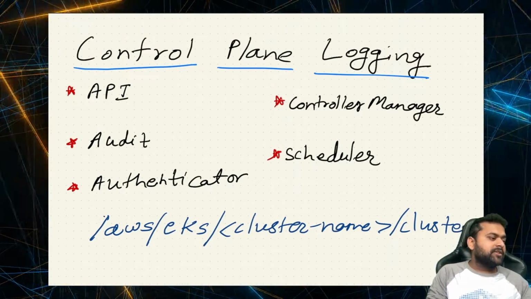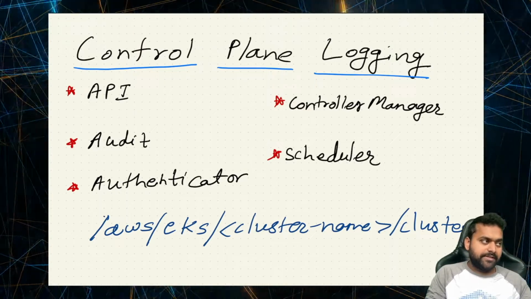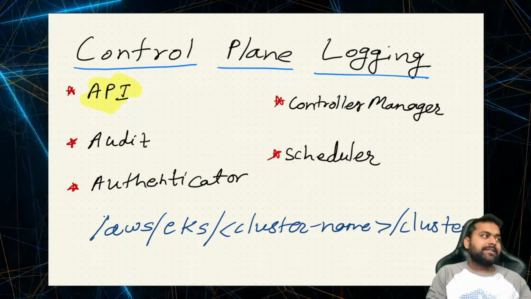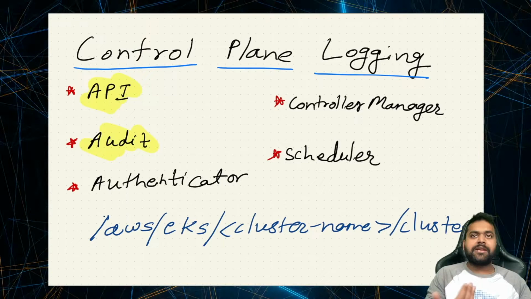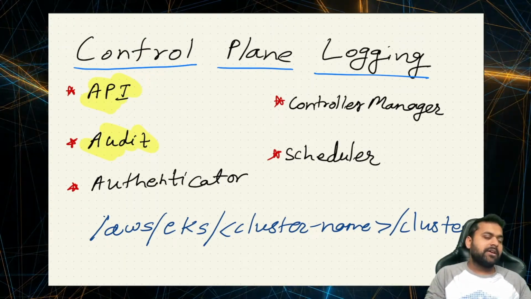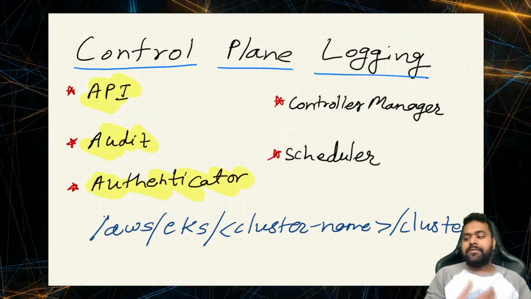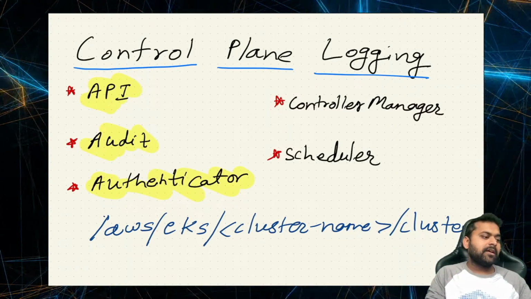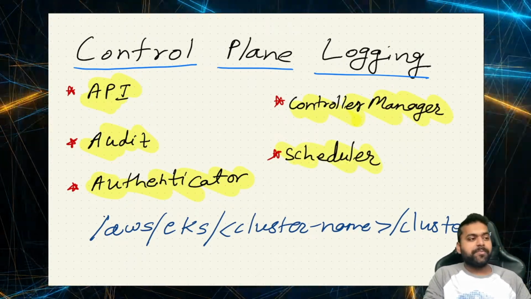So in EKS, when you configure control plane logging, you get to select 5 different components. First one is API, which is the API server. Audit logs are basically what user or role did what kind of activity. It audits everything. Third one is authenticator logs, which is basically every auth query gets logged in here. The other ones are the controller manager and the scheduler logs.